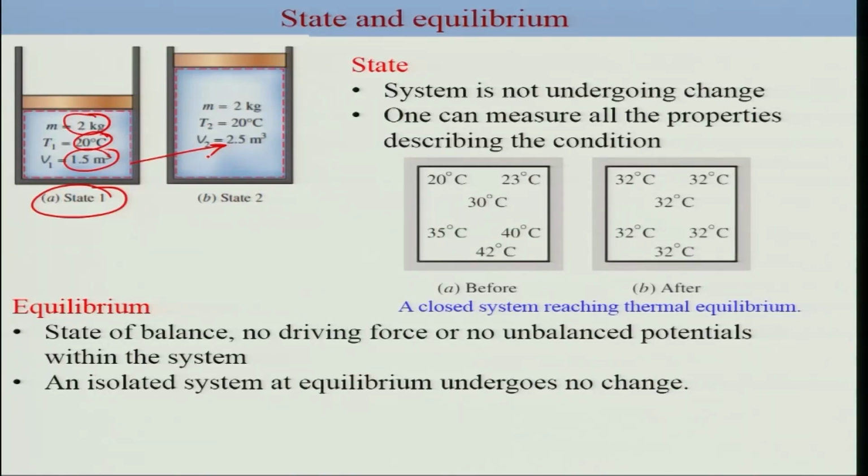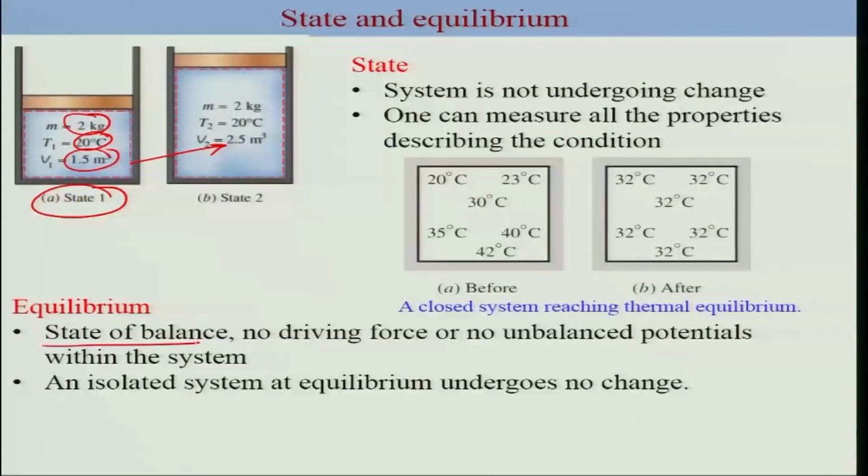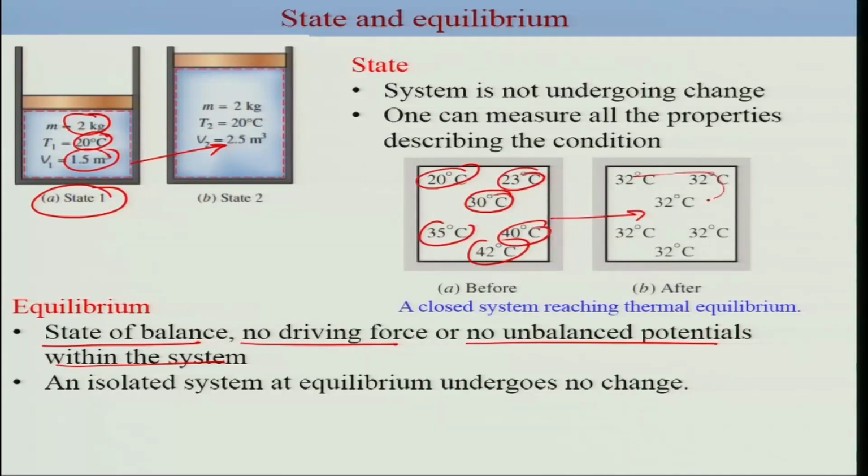The other aspect of thermodynamics we are going to deal with is equilibrium. There are various kinds of equilibrium, so let's look at the definition of equilibrium. Equilibrium is a state of balance. There is no driving force or unbalanced potential within the system. Let's take a case where you have variable temperatures within the system, and after isolating this closed system, it reaches a constant value of temperature throughout the system. So a closed system reaching thermal equilibrium is an example of that.